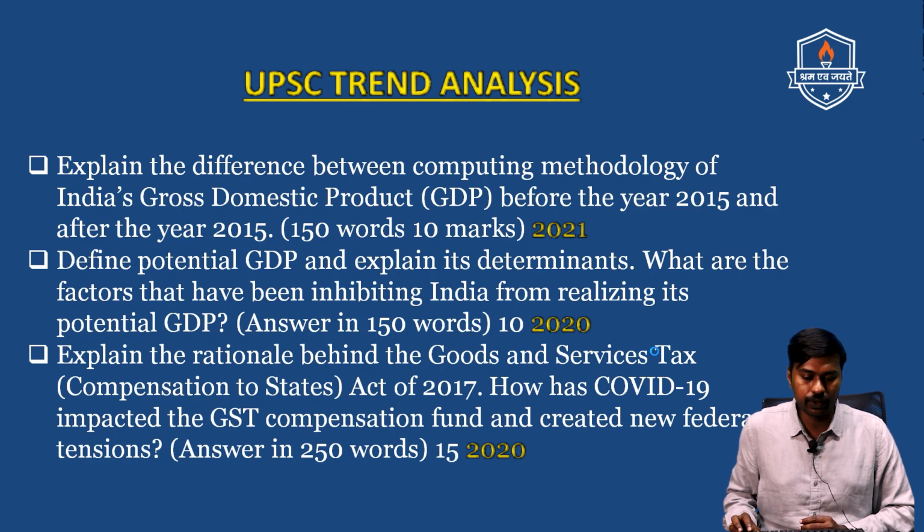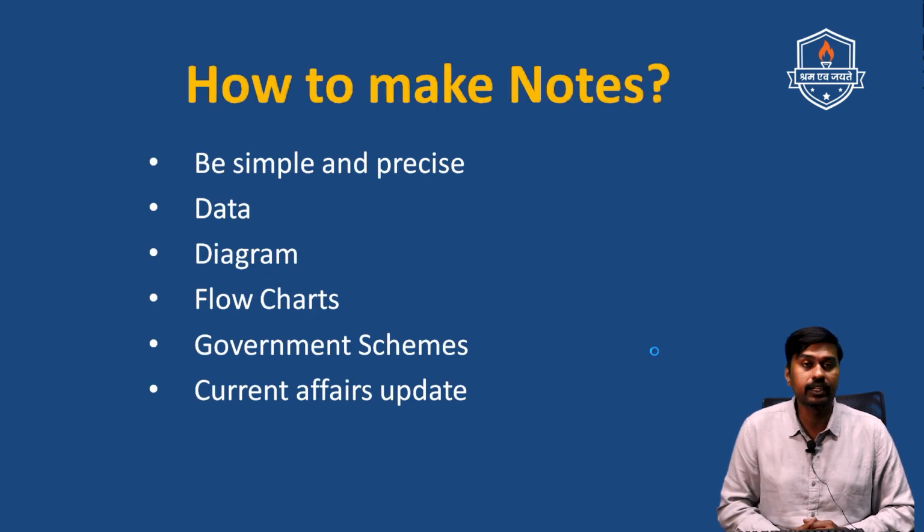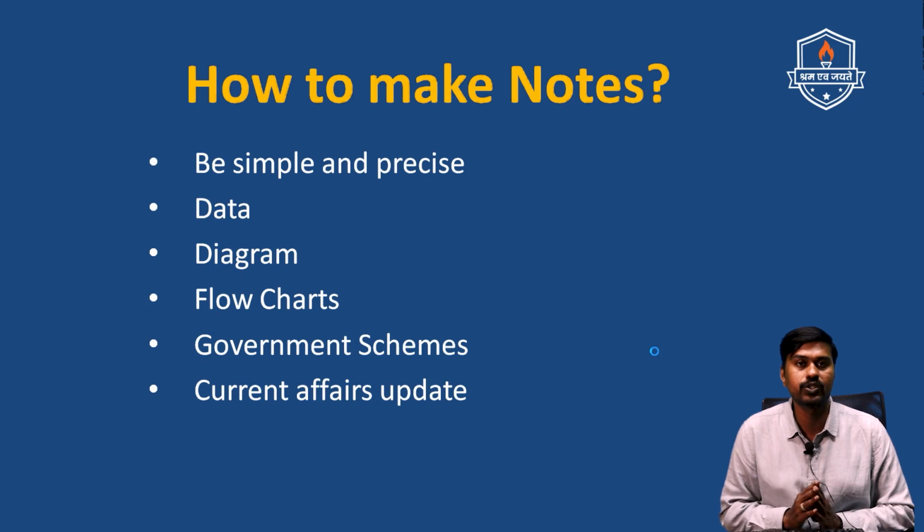If you see the UPSC trend analysis, a lot of questions have come on the topic of GDP, that is, explain the difference between computing methodologies of GDP, then define potential GDP, and they have also asked a number of questions on GST. So kindly give your maximum attention to GDP, and also give maximum importance to poverty, unemployment and food security.